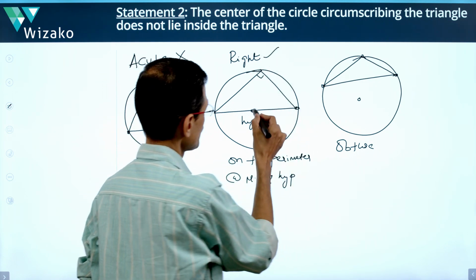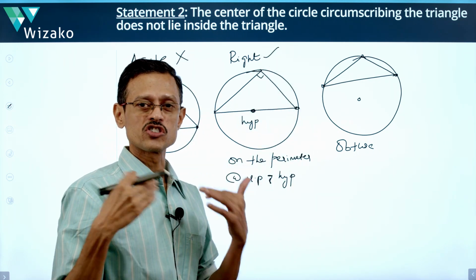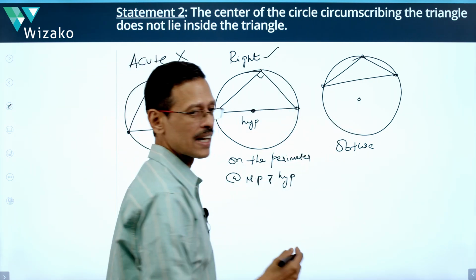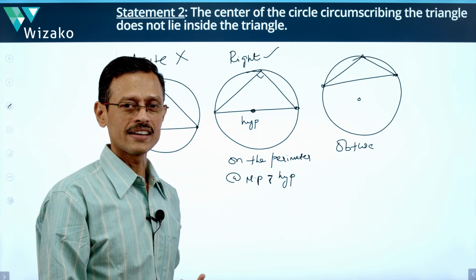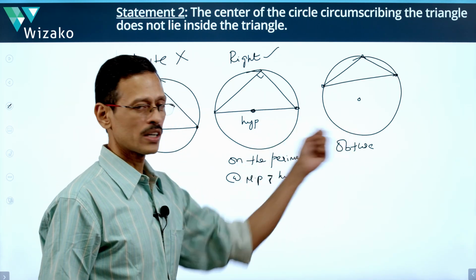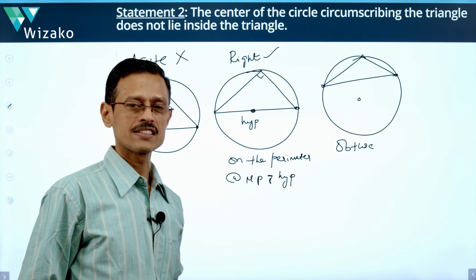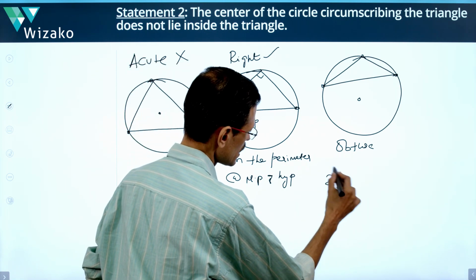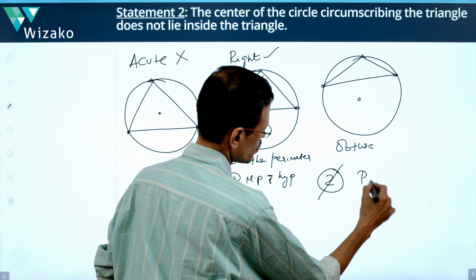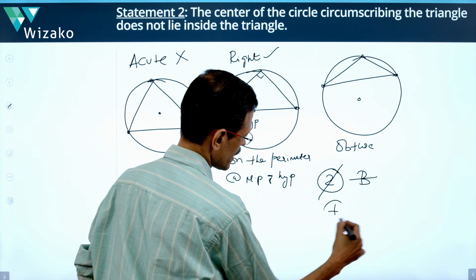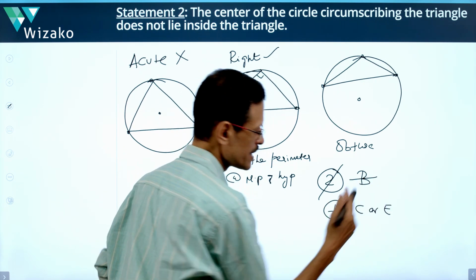It could be a right triangle where it lies on the perimeter, which is not inside, or it could be an obtuse angle triangle where it actually lies outside the triangle. Not lying inside could mean one of these two. So we do not know whether the given triangle is an obtuse angle triangle. So statement 2 alone is also not sufficient. Rule out answer option B. Let's combine and evaluate whether the answer option is C or E.